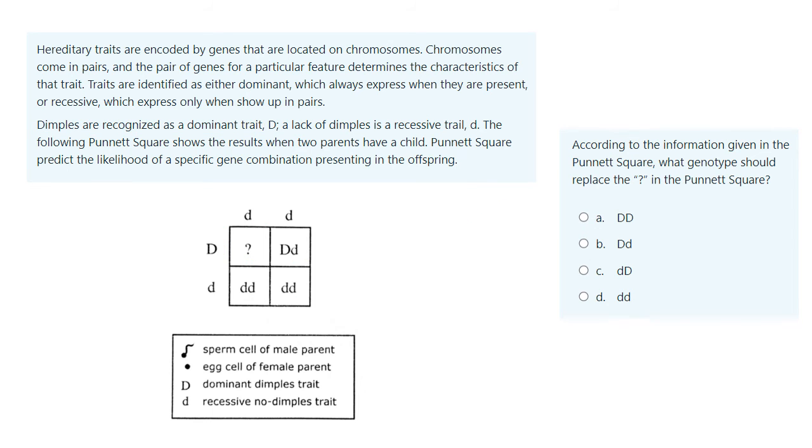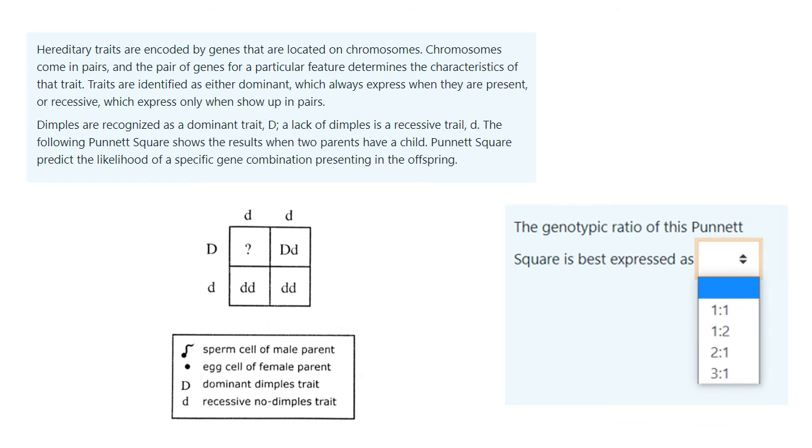And then according to the square, what should be replaced here? Well, we've already filled it in on the previous question. It should be a capital D and a small d. So it's definitely not A and it's definitely not D. Now you might think B and C are the same, but they're not. There is one dominant and one recessive in both of B and C, but when we're doing Punnett squares, we always put the dominant trait first. We always put the capital letter first. So we must choose answer B.